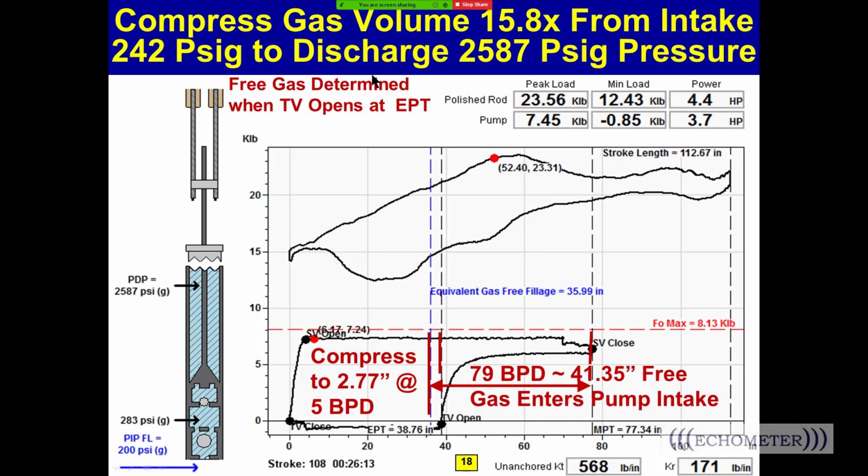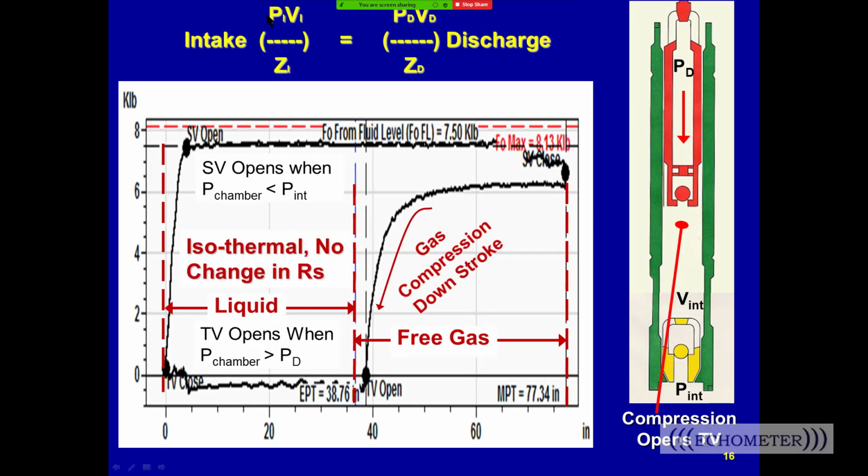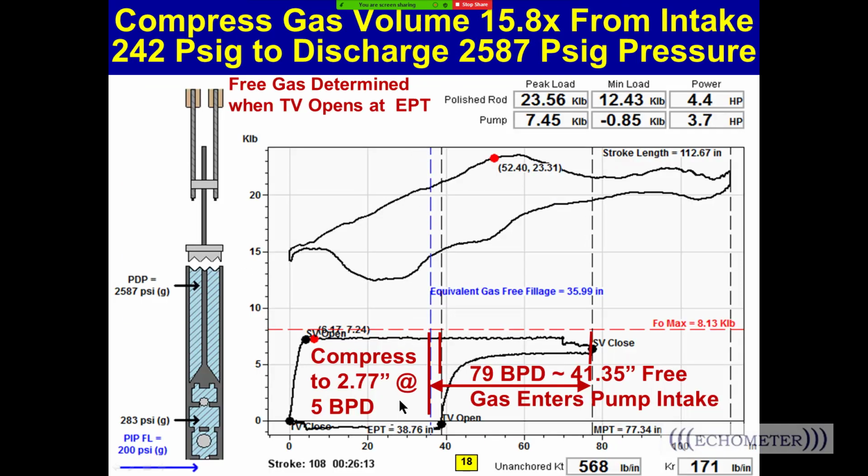So back to this equation right here. Pressure times volume over the Z factor at intake equals pressure times volume over the Z factor at discharge. If we just ignore the Z factor, we can just say pressure times volume at intake equals pressure times volume at discharge. So if you were to take 2.77 times 2500, it should be equal to 41.35 times 242, pretty close without the effect of the Z factor. And so that's what compression is.